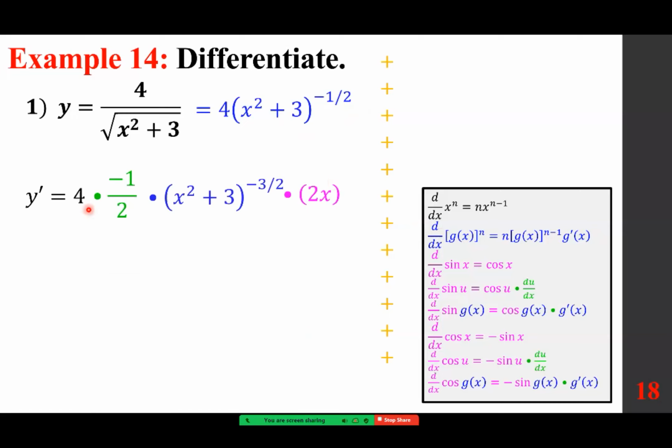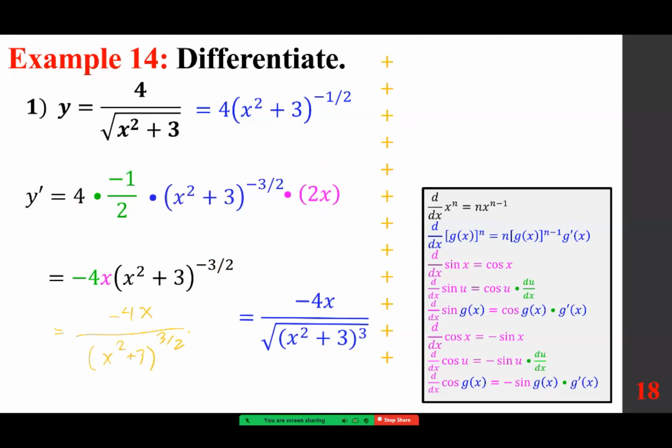We are going to just rewrite this, everybody. So 4 times -1/2 is -2, times 2x is -4x. This one goes down, and you write it as +3/2. So this becomes minus 4x over (x squared plus 3) to the power of positive 3 halves, and you change it to a square root as the final answer.